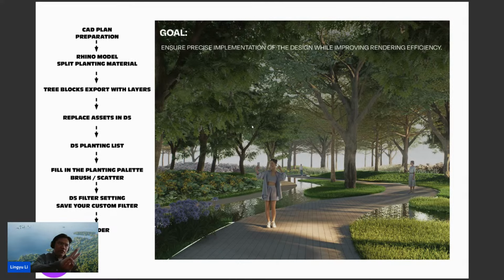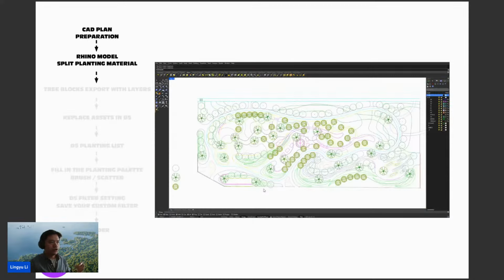And there are three different features I'm gonna introduce within this workflow. The first is scatter in D5. And the next is the workflow of how to transfer your 2D design information from Revit or from CAD into Rhino, and further transfer this 2D information into planting assets in D5. And the third one is brush. We already know how to brush stuff in D5, right? So I think this workflow is to introduce how to, like this is the CAD plan I got.